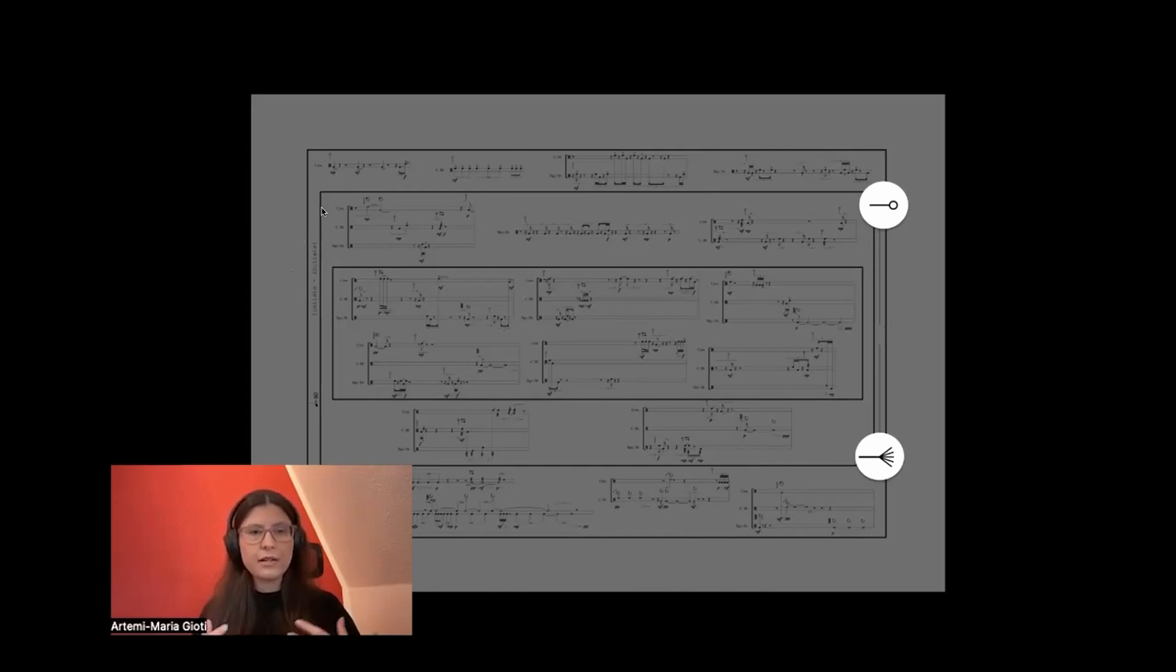So the sound material is organized topologically here in order to enable the musician to locate material fast and to make decisions in real time.